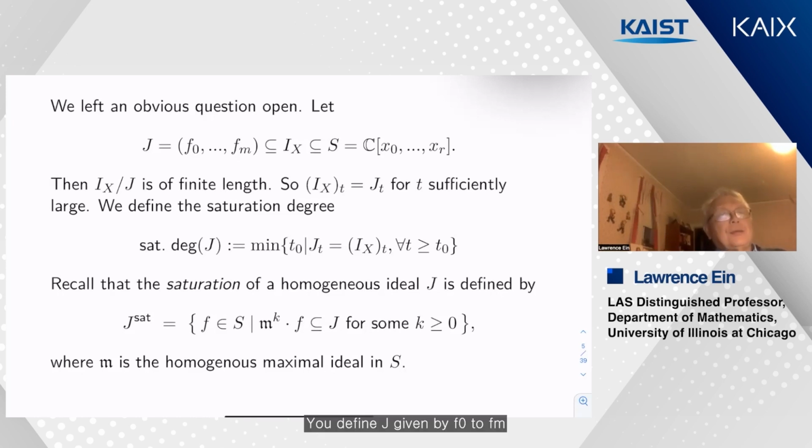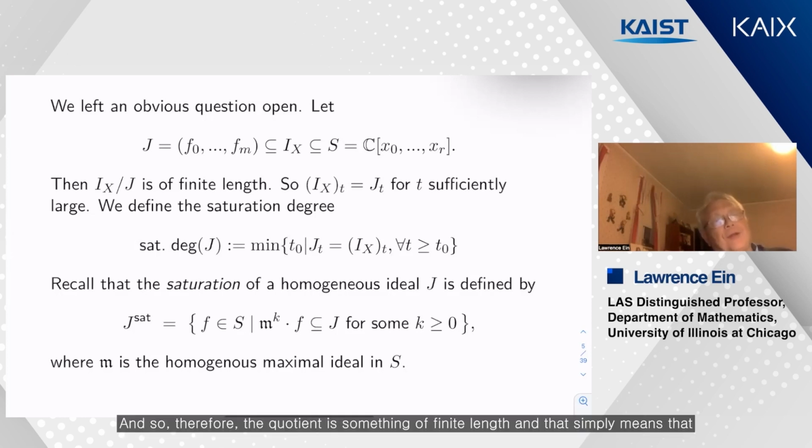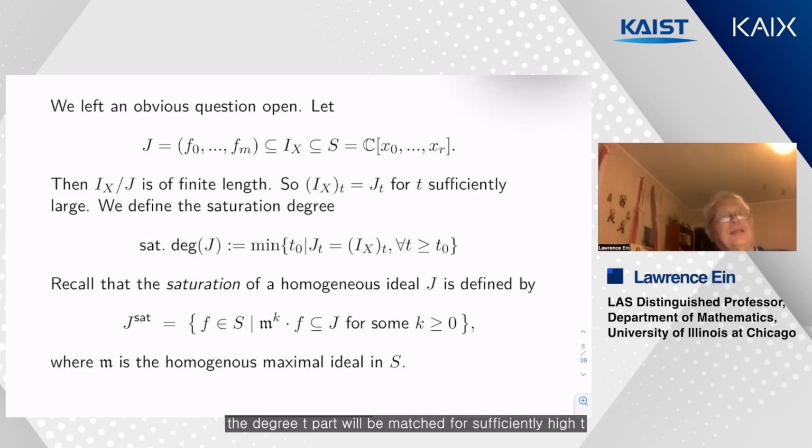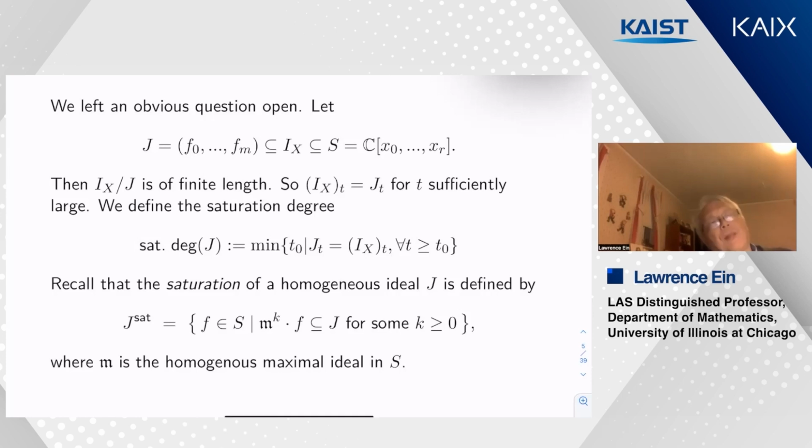Now you have this ideal J generated by f0 to fm, and it is contained in the homogeneous ideal I of X. And because the scheme is smooth in the projective space, these two ideals J and I_X only differ at the origin in C^(r+1). And so therefore the quotient is something of finite length, and that simply means that for high enough degree t, I_X(t) is equal to J(t). The degree t part will be matched for sufficiently high t, and we define the saturation degree of J to be the minimum t0 such that J(t) equals I_X(t) for all t bigger or equal to t0.